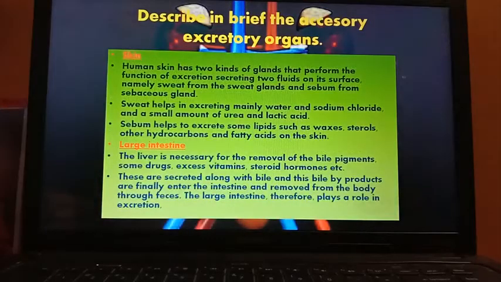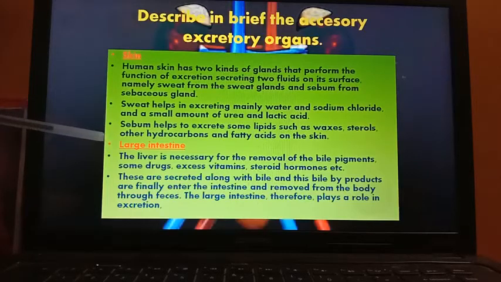Next is skin. Human skin has two kinds of glands that perform the function of excretion, secreting two fluids on its surface, namely sweat from the sweat glands and sebum from the sebaceous glands. Sweat helps in excreting mainly water and sodium chloride and a small amount of urea and lactic acid. Sebum helps to excrete some lipids such as waxes, sterols, other hydrocarbons and fatty acids on the skin.